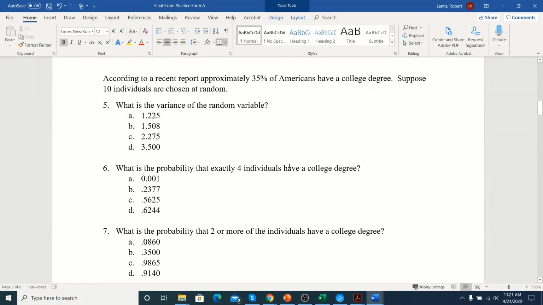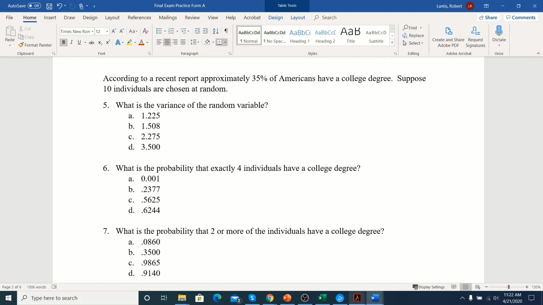And what's the probability exactly 4 people have a degree? Now we get this added component, which is x equals 4. First of all, we're looking for a probability, so it should be somewhere between 0 and 1. But think about the most likely outcome: if on average we see 3.5 people out of 10 have a degree, then seeing exactly 4 is probably fairly common. So A doesn't make a lot of sense here. It's probably going to be one of these three.